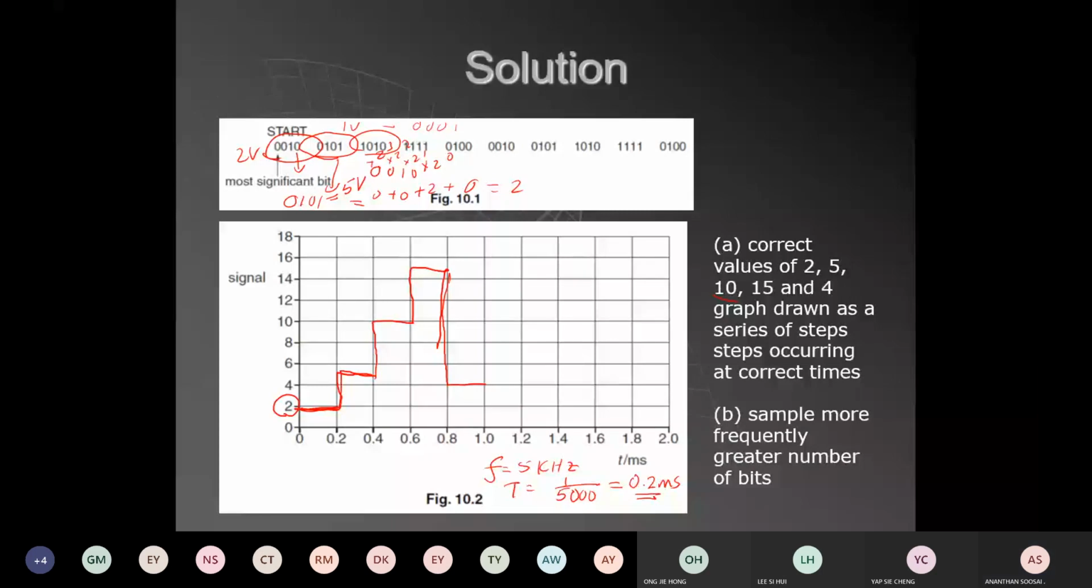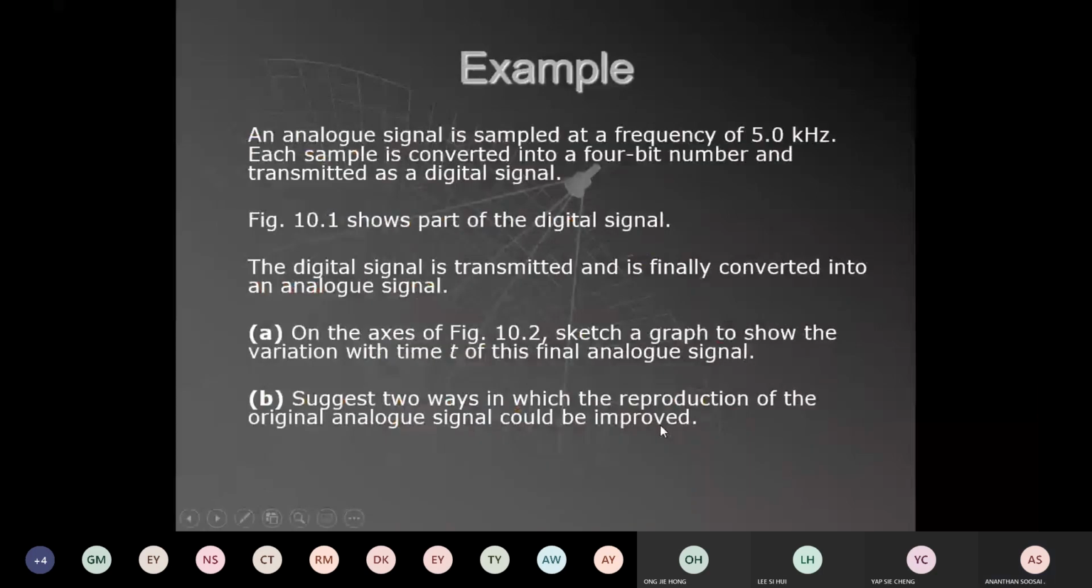Okay. Any questions? So find the period from the sampling frequency. The period tells the flat line how long. Okay. So this is the first sketch, 5 kilohertz, and the digital code you must know how to convert to volt.